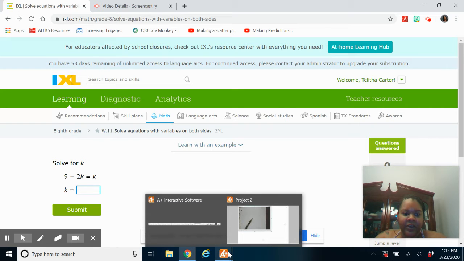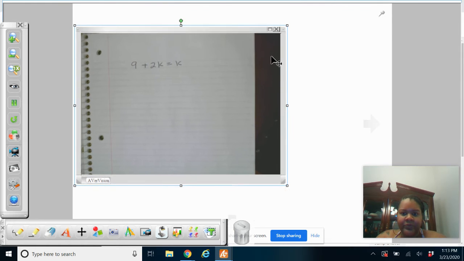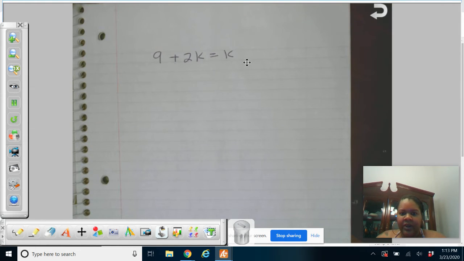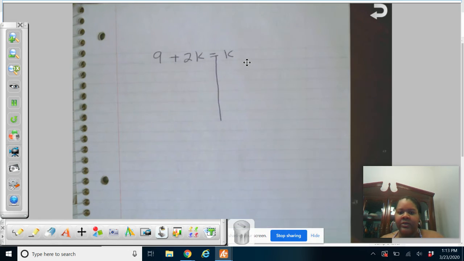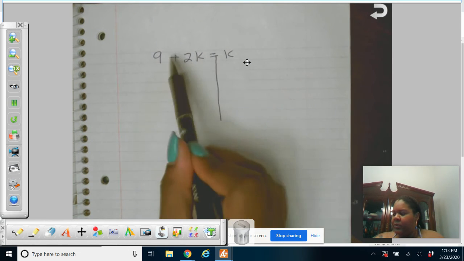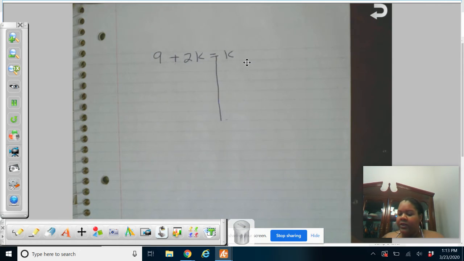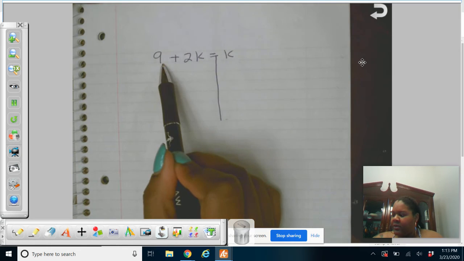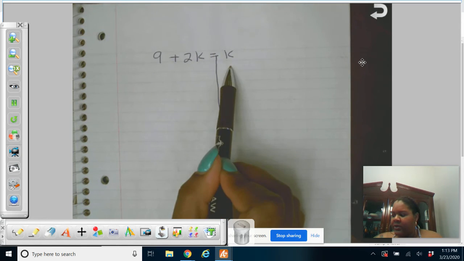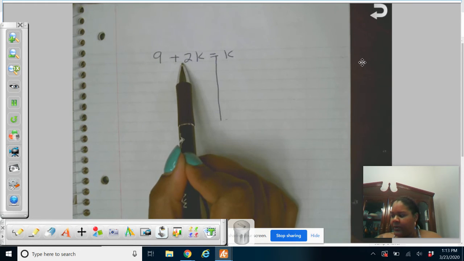It says to solve for k. I have the equation 9 plus 2k equals k. I'm going to draw my line where my equal sign is. Remember, this is like a mirror. Whatever I do to one side of the equation, I have to do to the other side. Look at your variables first, which would be k. Remember, I want to get all the k's on one side and all the non-variables on the other side. So I have to get rid of this 2k right here.